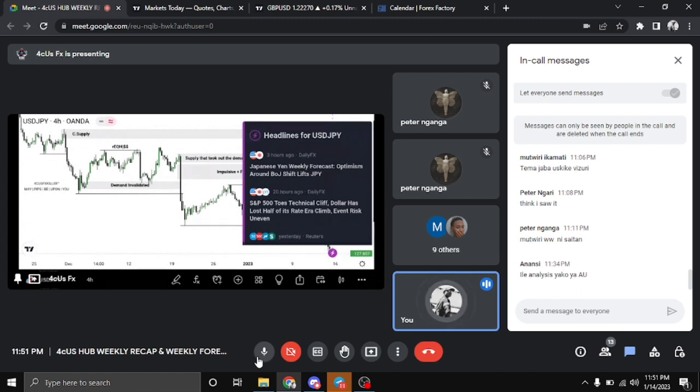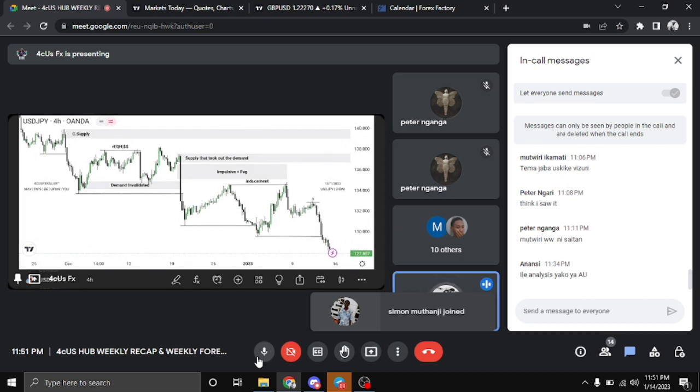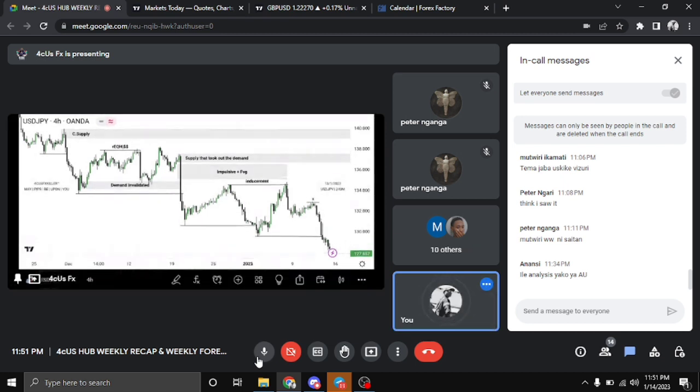The same thing ina happen kwa pair nyingine, pia ita happen kwa pair nyingine, but if you train your eyes kuangalia from time to time, it becomes easy. It's basically una spot liquidity, una spot clear zones. Hizo zones zikingia, hizo zones siko sure about it, you just leave it out. So easy as that.